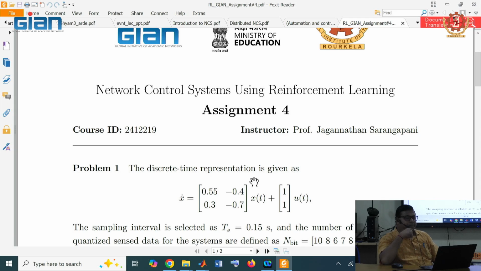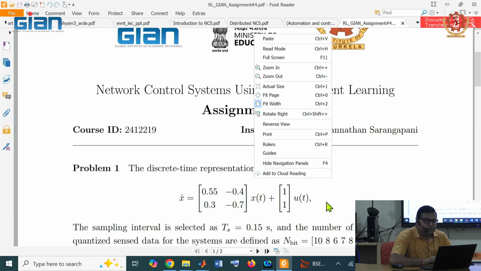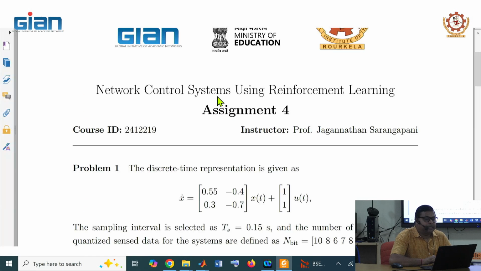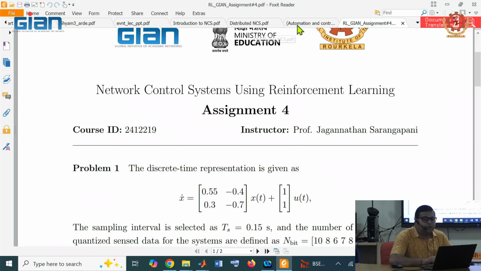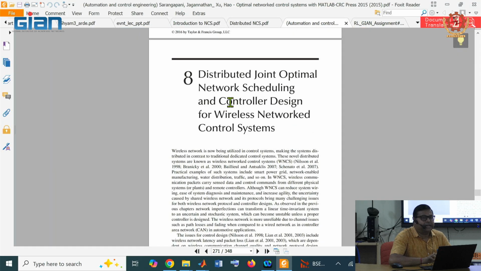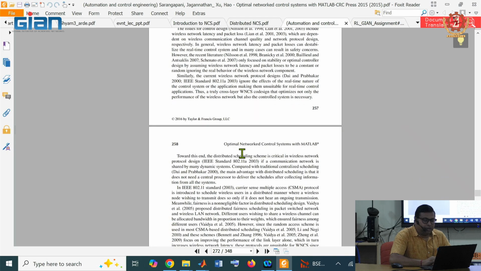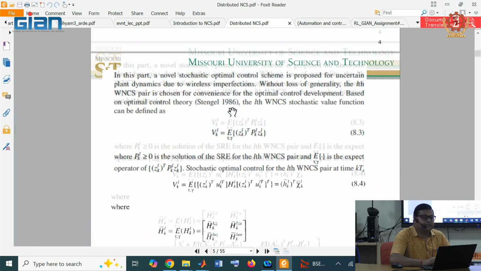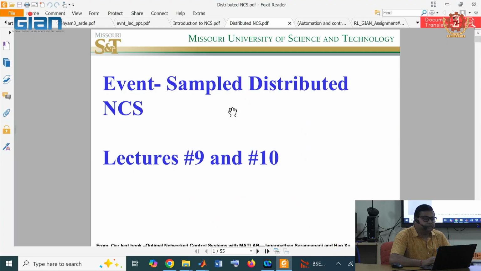Okay, so welcome to assignment number 4, tutorial 4 also. I gave two problems. Problem 1 is related to basically the chapter of the book by the professor, that is chapter 8. This is the distributed joint optimal network scheduling and controller design for wireless networked control systems, and this is the corresponding slide that you have followed.